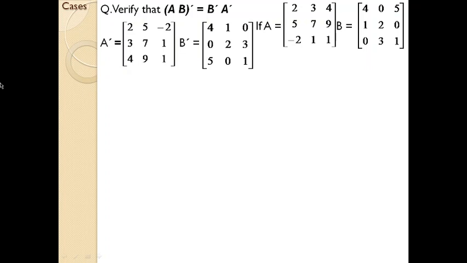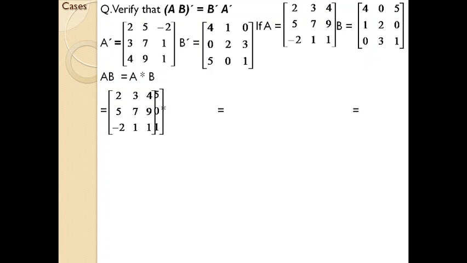So first go with the left hand side of the statement. In the statement, the left hand side is given as (AB) transpose. (AB) transpose means A into B and its transpose. So you are going to find what AB is. AB means A into B. A is given in the question, this one, into B, this one. These two matrices are already given in the question.